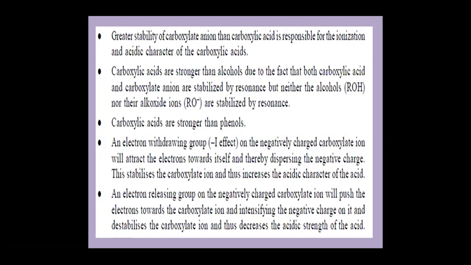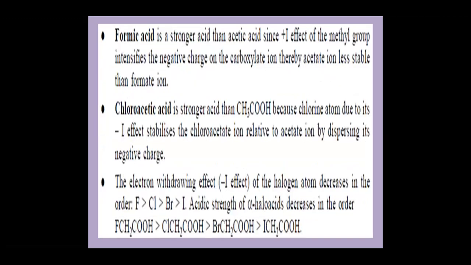An electron withdrawing group can increase the acidic strength in the case of carboxylic acid, and an electron releasing group can decrease the acidic strength of the carboxylic group. Formic acid is a stronger acid than acetic acid, since the positive inductive effect of the methyl group intensifies the negative charge on the carboxylate ion, thereby making the acetate ion less stable than the formate ion. Chloroacetic acid is stronger than acetic acid. This is due to its negative inductive effect.